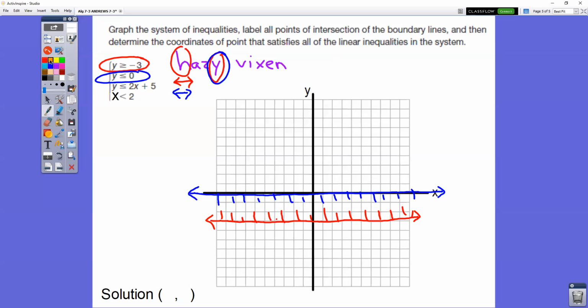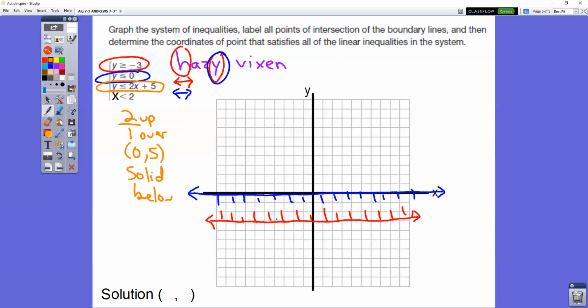Now we have y is less than or equal to 2x plus 5. So my slope is going to be 2 over 1. That really means up 2 over 1, starting off at 0, comma 5. It's going to be a solid line because of the or equal to. And we are going to shade down below because it's less than.